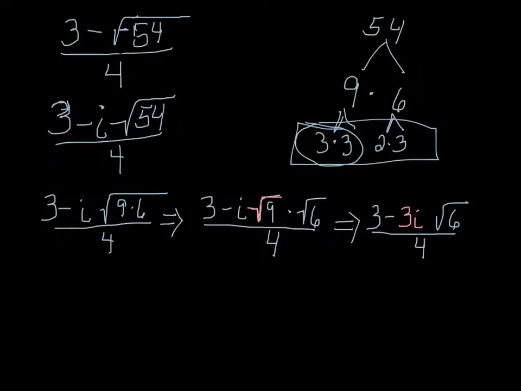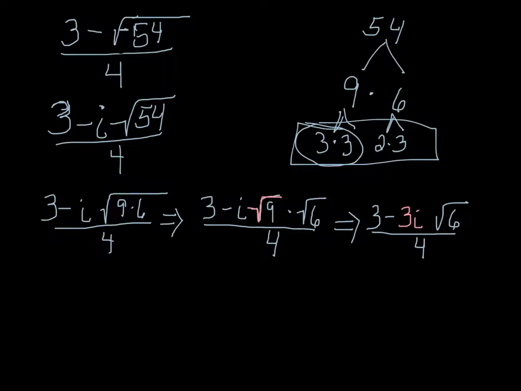So now we're here. And it looks as if we've simplified as far as we can go. And we really have. There's really nothing else we can do. There's nothing under here that will give me an integer or a whole number when I take the square root of 6. So we're done in that sense, but we have not answered the question. The question asks us to write the number as a complex number in standard form.